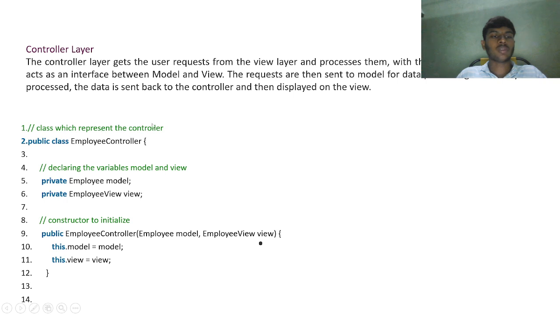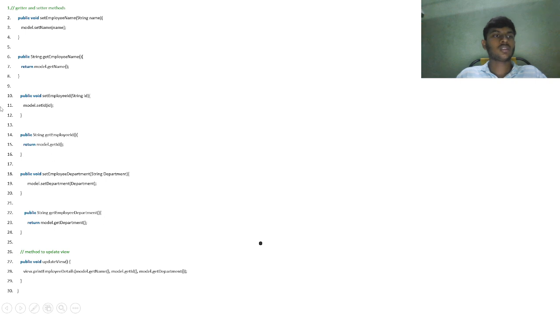This is the employee controller class which represents the controller, and it declares the variables model and view. This is the constructor to initialize them, and these are the getter and setter methods used in the control layer.